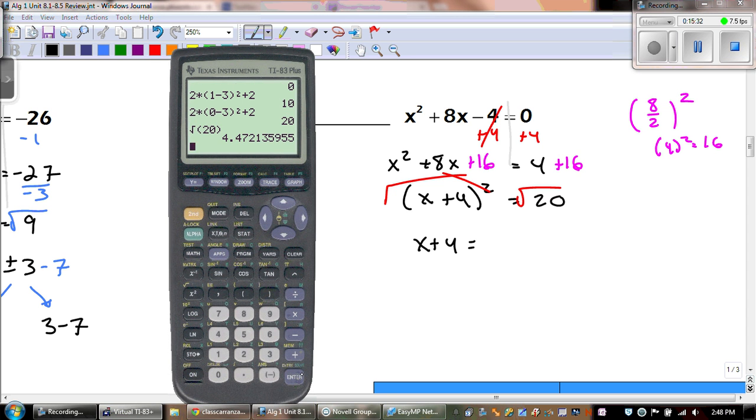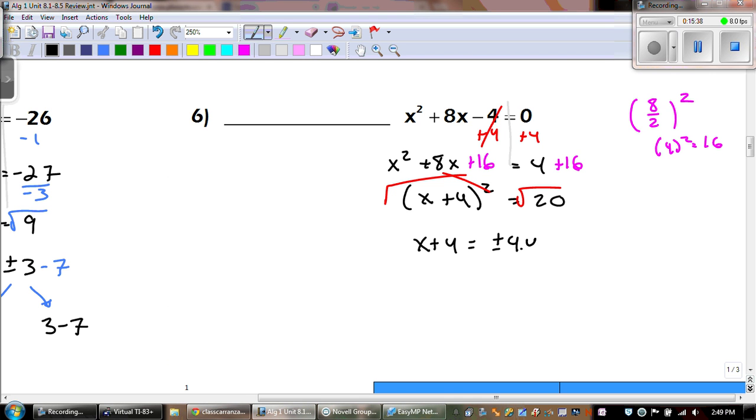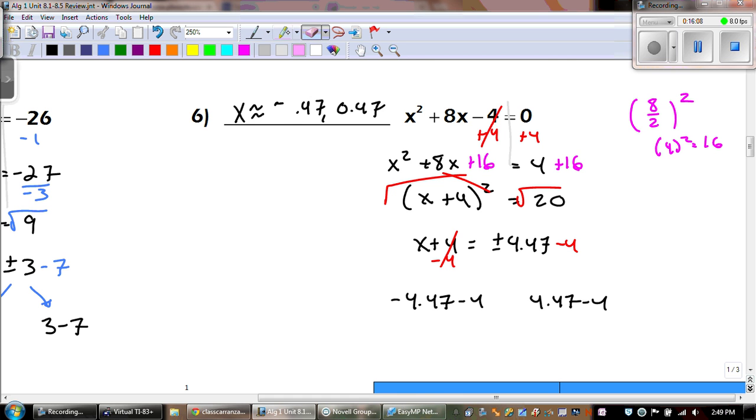Square root of 20 is 4.47. So it's plus or minus 4.47. And then to solve, we would subtract 4 from both sides. We get our two problems of negative 4.47 minus 4 and 4.47 minus 4. And that's where we get our two answers for x. We rounded our answer, and we get negative 8.47 and 0.47. And let's make that look like an 8, Mr. Grice. There we go.